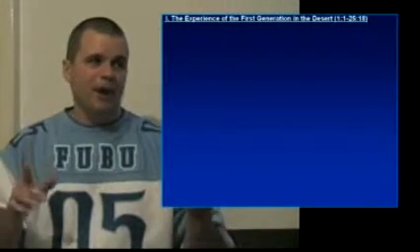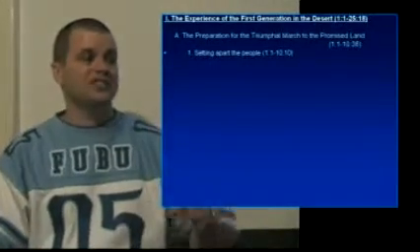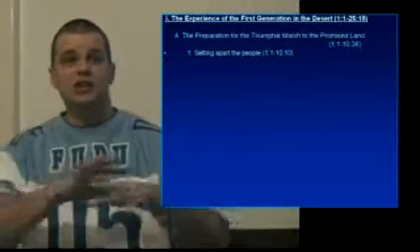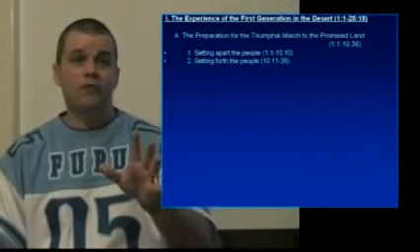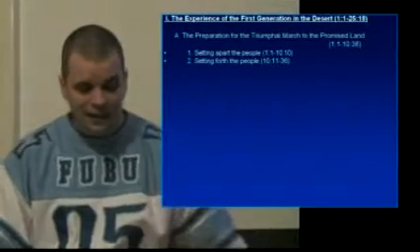So it's quite interesting. Now, this is a breakdown of the whole book. I'll go through it quickly. Remember, it's a bifid, so the first part of the bifid is the experience of the first generation in the desert, and that consists of, to start off with, the preparation for the triumphal march into the promised land. So God gets the Israelites ready so they can march into the promised land. And the way he does this is first off by setting apart the people, making them really different to the Canaanites and the Amorites and the Hittites. They're completely different people. They're God's special people. And then he's setting forth the people so they can actually go forth and take the land.